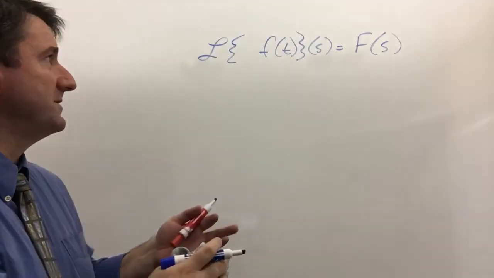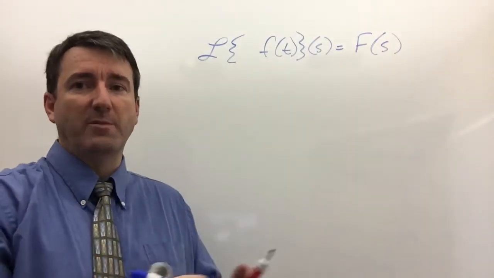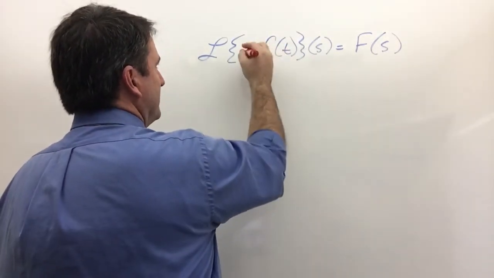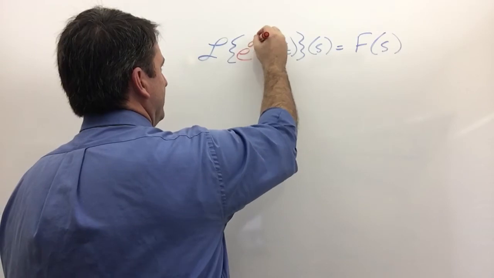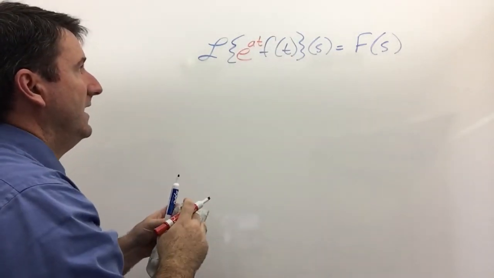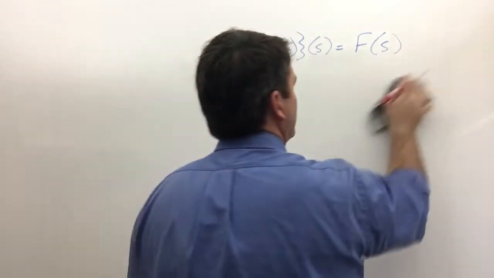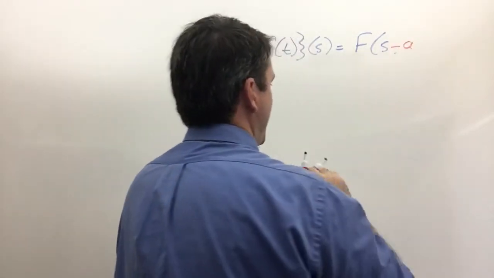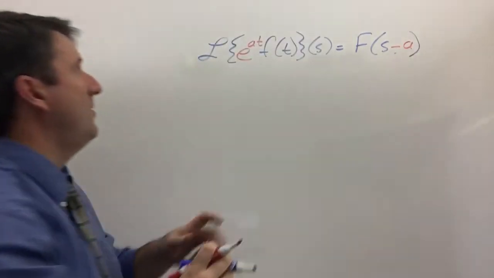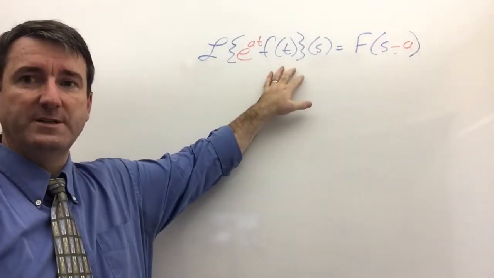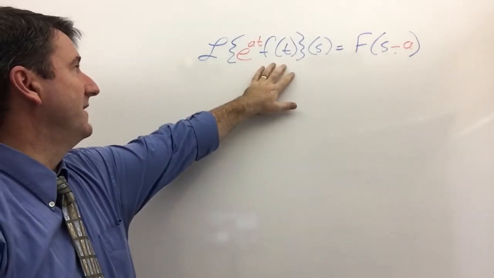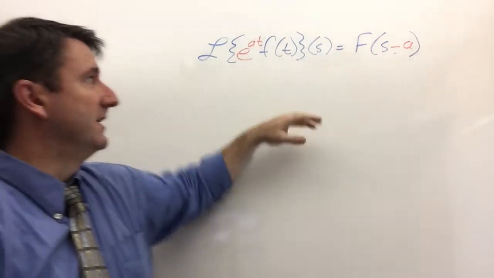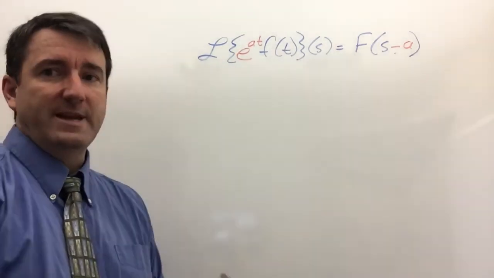What we're saying with this first property, the translation in s, is that if you multiply this function by an exponential function, e to the at, then all that's going to happen with this solution is that it's now F of s minus a. So if you know the Laplace transform for some function, you can easily figure out the Laplace transform of that function times this exponential function. So let's do an example.